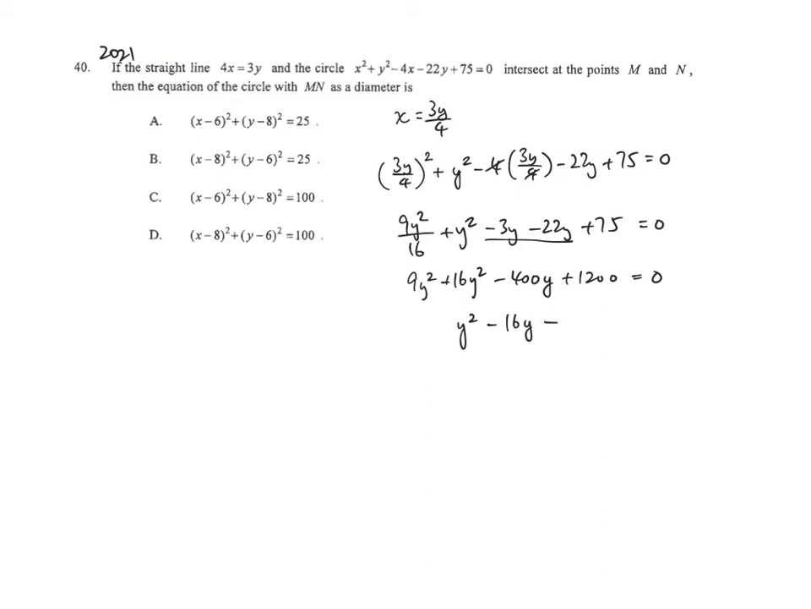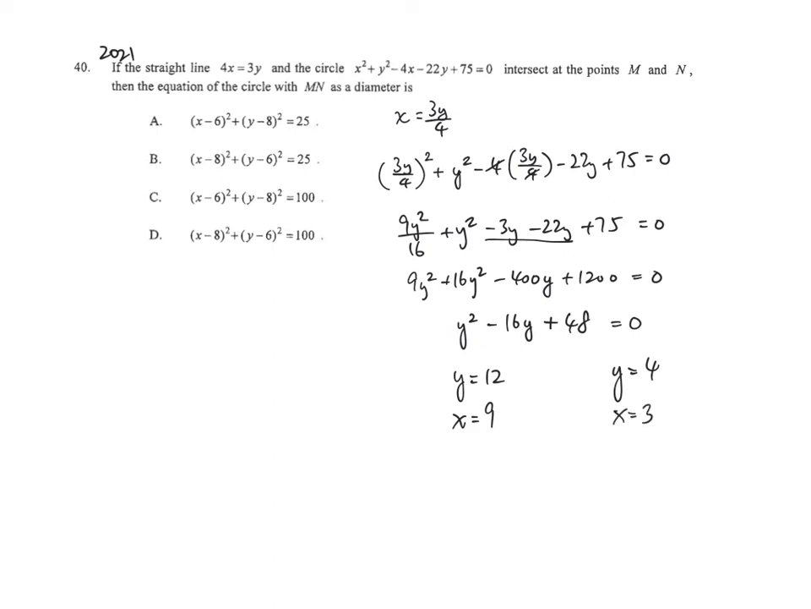It's going to be y squared minus 16y plus 48. And if you solve this, you'll get the two roots, 12 and 4. And these can now be substituted back into the equation of the straight line to find the equivalent x values. So if you substitute 12, you get x as 9, and if you substitute the 4 in there, you get x as 3.